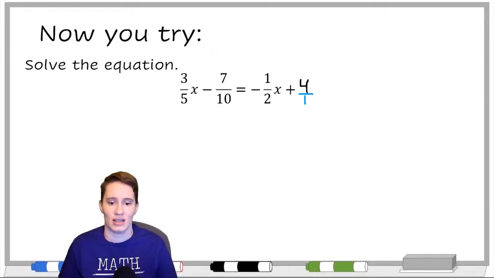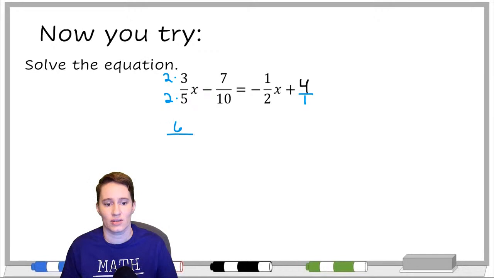So I want to get a 10 on the bottom of everything. 20 would be our next best choice. I'm going to take this 5 and times it by 2 on the top and the bottom, so that I get 6 over 10x. 7/10 already has a 10 on the bottom, so I don't need to change it.